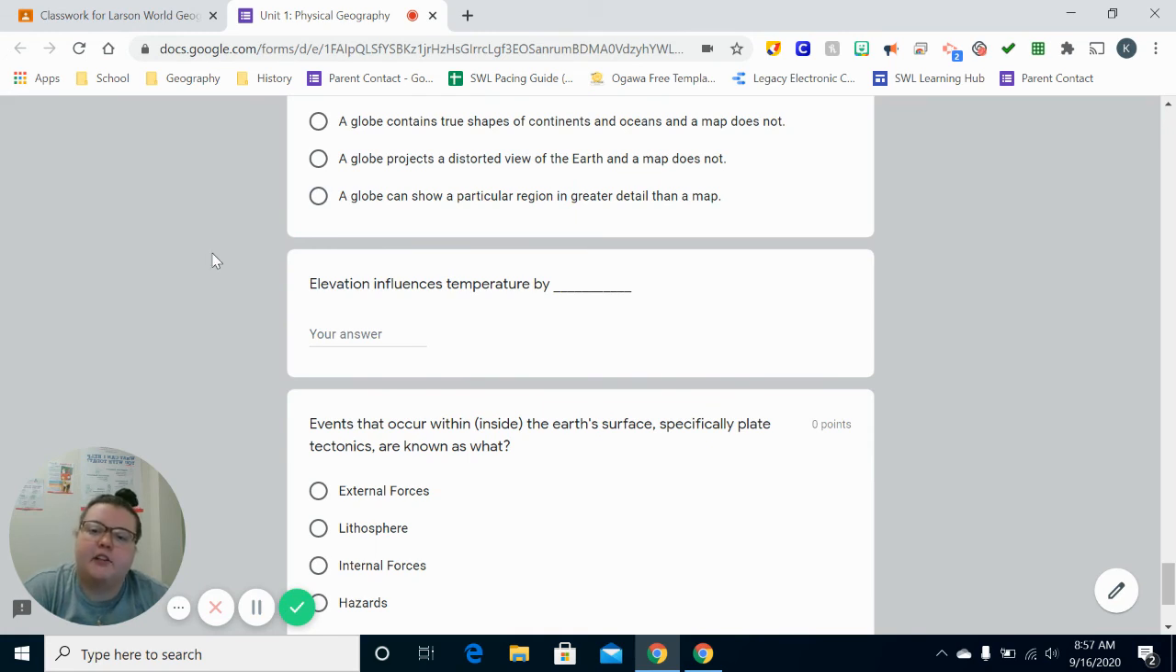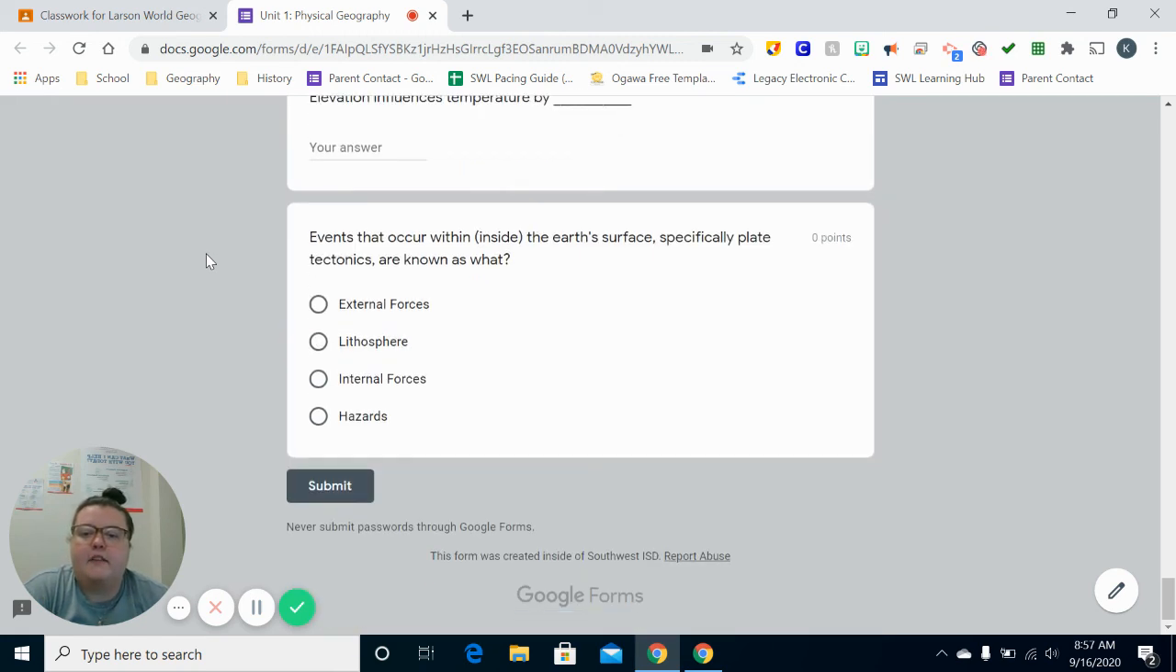Question 19, I want you to tell me, elevation influences temperature by blank. And the very last question is, events that occur within or inside the Earth's surface, specifically the plate tectonics, are known as what? Is it A, external forces, B, lithosphere, C, internal forces, or D, hazards?